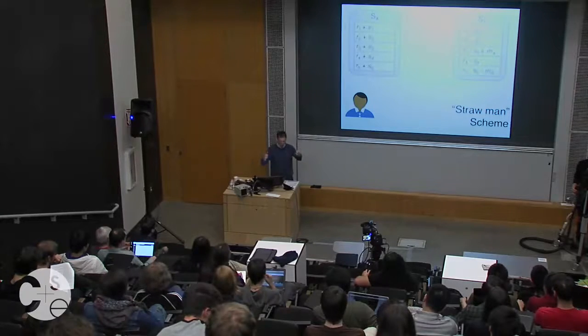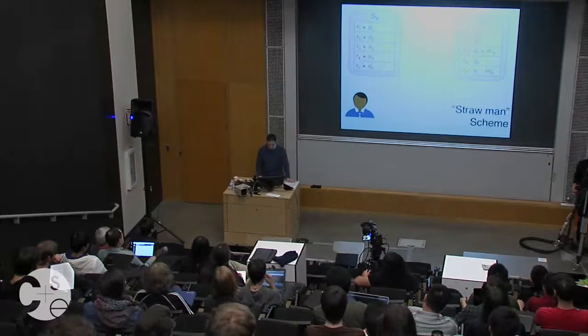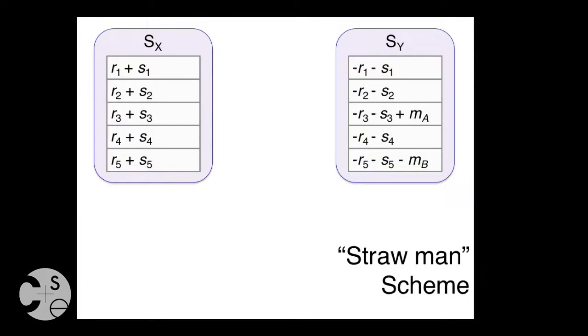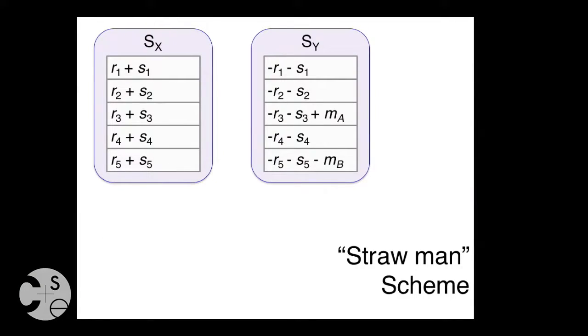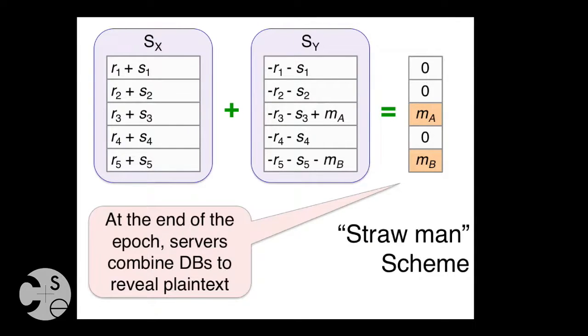And at the end of the epoch, what do these 2 servers do? Can anyone guess? Actually, at the end of the minute, they get together and simply add their values, and lo and behold, you can just do the arithmetic, and what comes out is the messages that the users were sending. So here, Alice's message comes out, Bob's message comes out, but nobody knows who tweeted what. If you have 1 million users, you'll get 1 million messages, but you have no idea who tweeted which message.